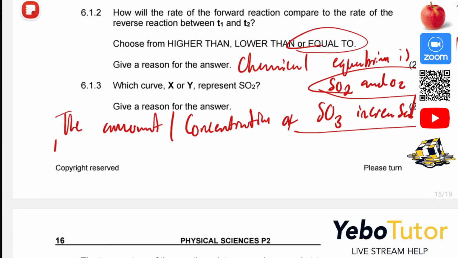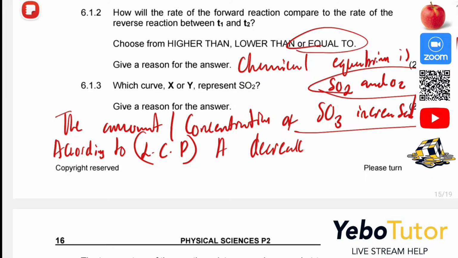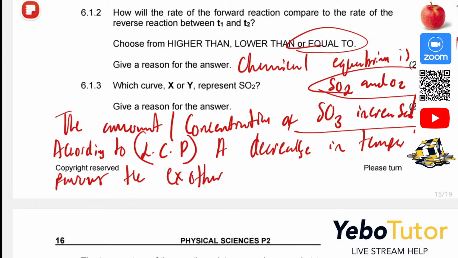According to Le Chatelier's principle, LCP, we know that a decrease in temperature favors the exothermic reaction, which means the forward reaction was favored.